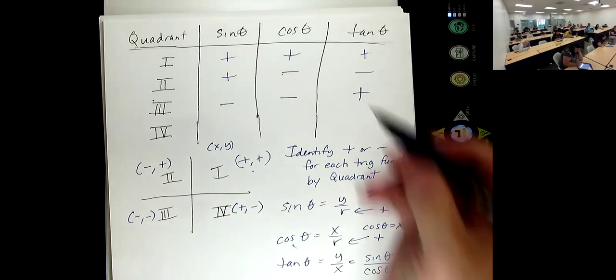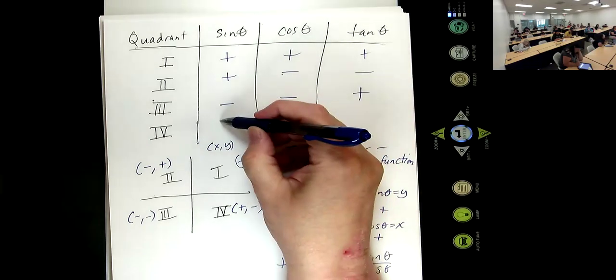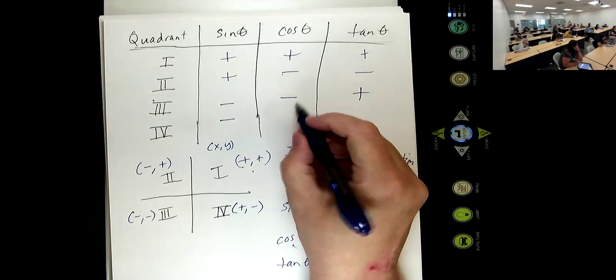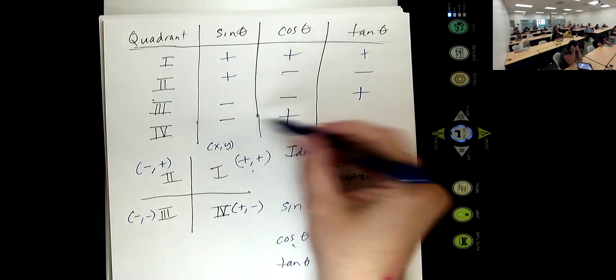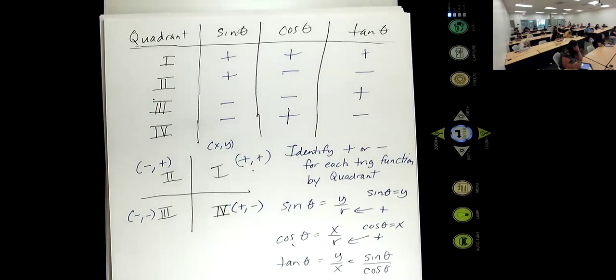And we finish it off in quadrant 4. Y is negative, so sine is negative. X is positive, so cosine is positive. And so sine over cosine, a negative over a positive, is a negative. And if you want the signs for cotangent, secant, and cosecant, they're the same signs as tangent. Or all the same signs as the counterpart. Secant with cosine. Cosecant with sine.